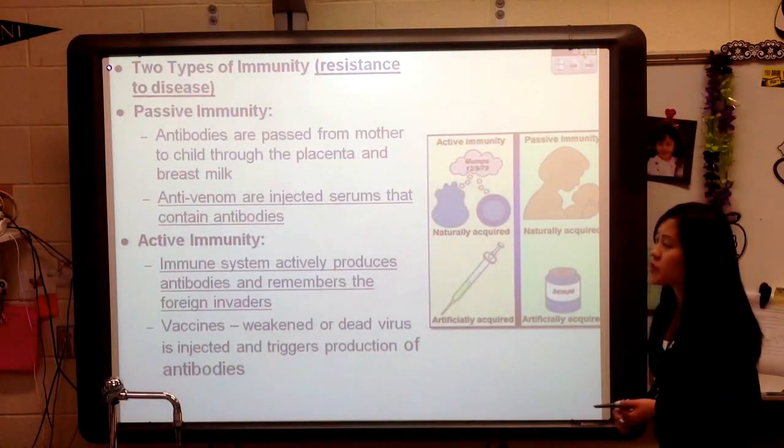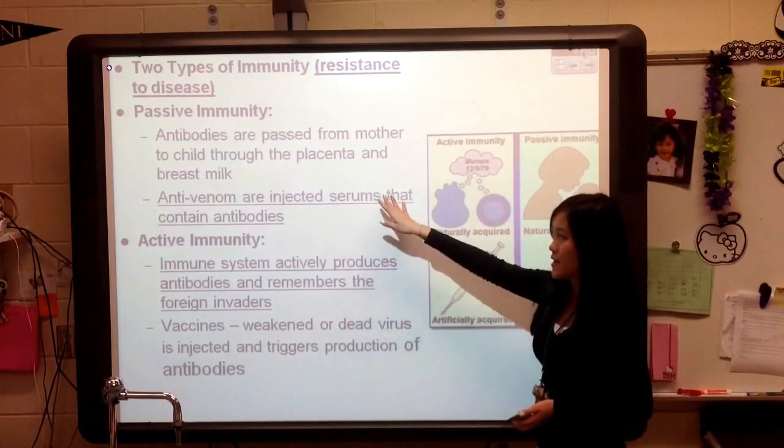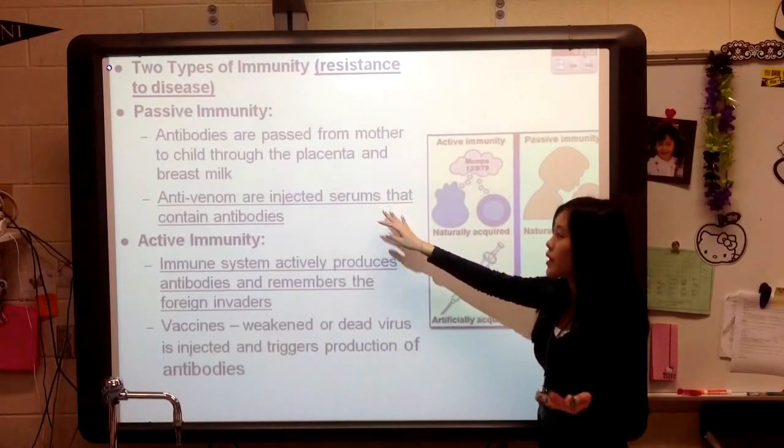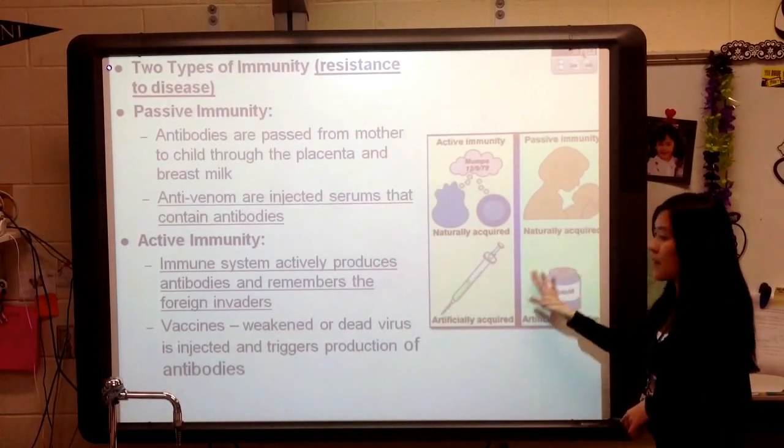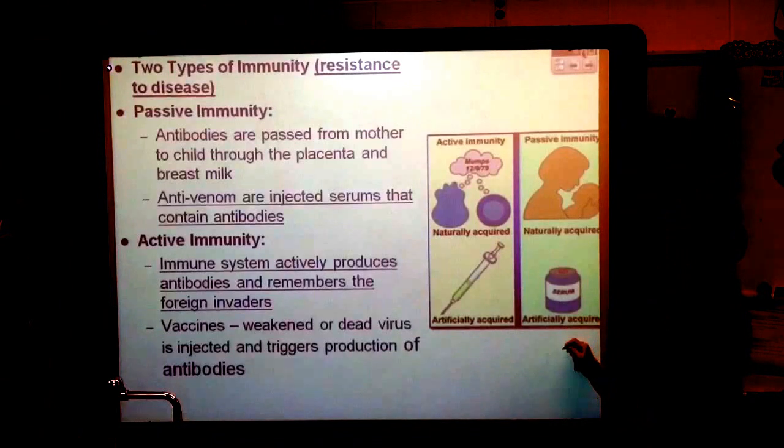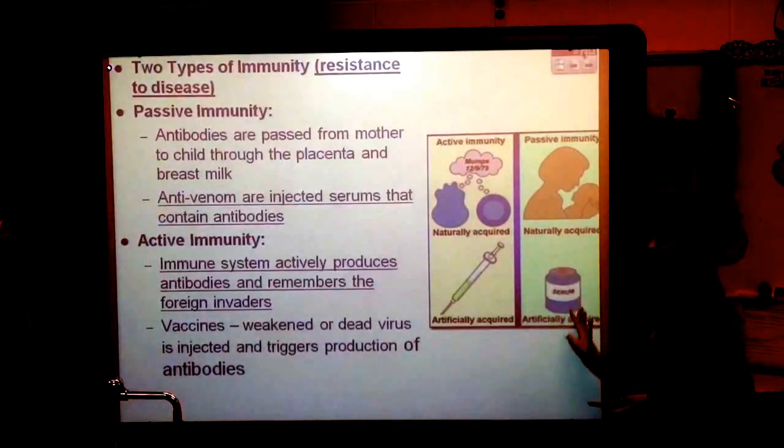And another way in which you can get passive immunity after you're already born is through something like an anti-venom, okay? An anti-venom is going to be a serum that contains antibodies. And so that's something that scientists can create.